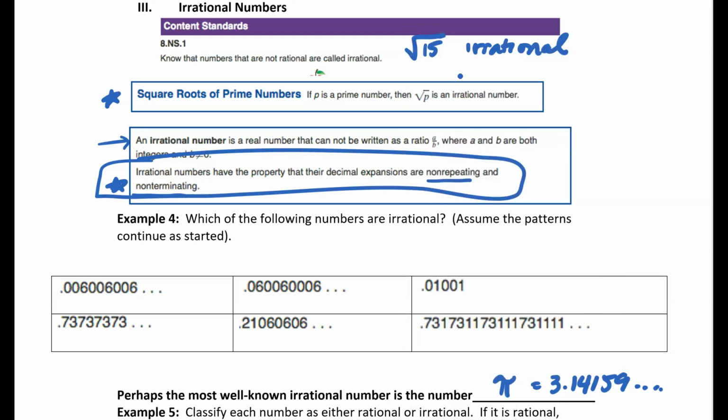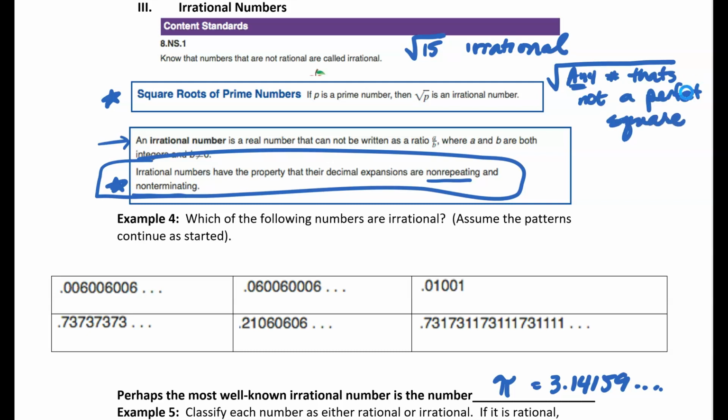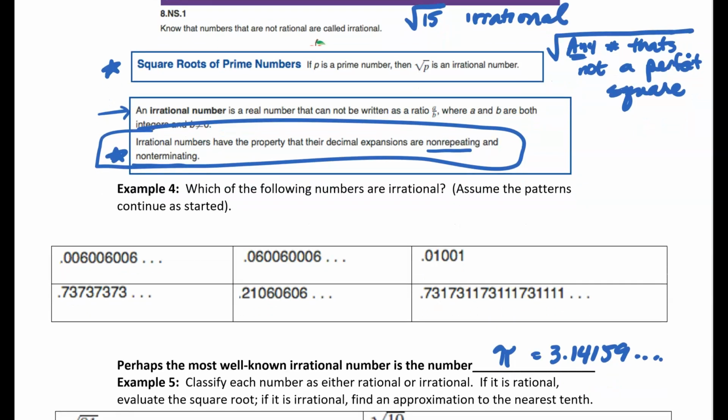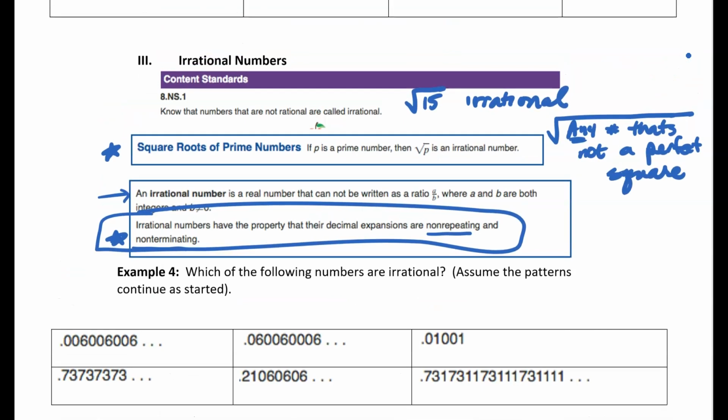I'm just going to add here, if p is a prime number, then the square root of p is an irrational number, and I'm also going to add the square root of any number that's not a perfect square. So if you don't get a whole number answer for the square root, then it's going to be irrational. Well, I shouldn't actually say that. Not necessarily a whole number, but if you get an answer that ends or repeats, it's rational.